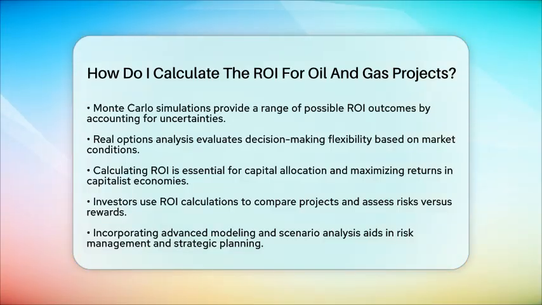To summarize, calculating ROI for oil and gas projects involves determining all costs and revenues associated with the project. Use the formula ROI equals net profit divided by total investment, multiplied by 100 for a basic measure. Employ advanced modeling techniques to account for production forecasts and market uncertainties. Analyzing ROI results can guide investment decisions in a competitive capitalist market.